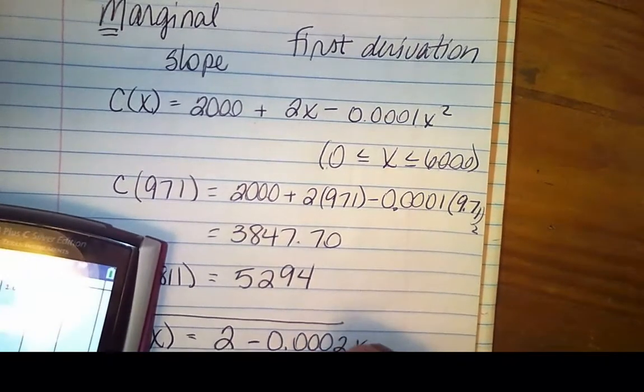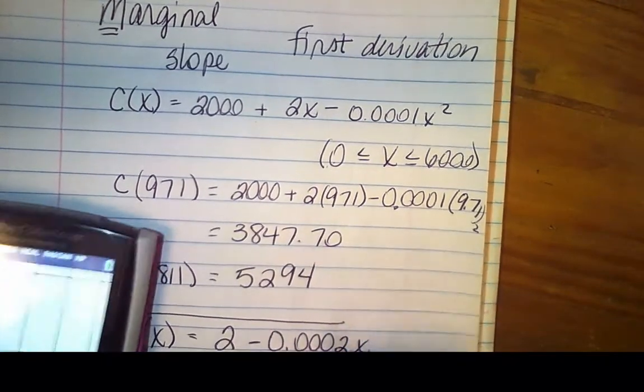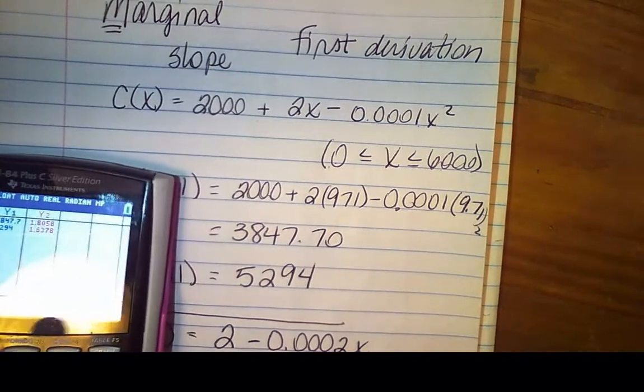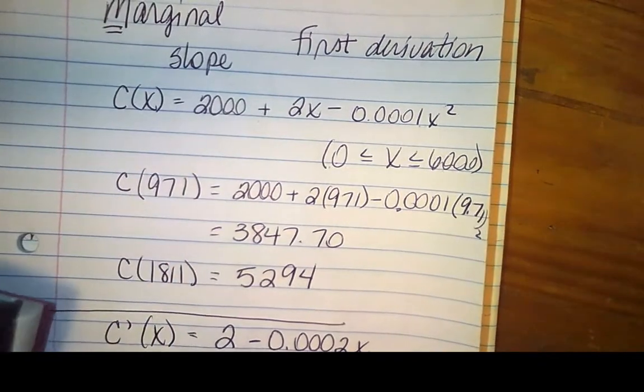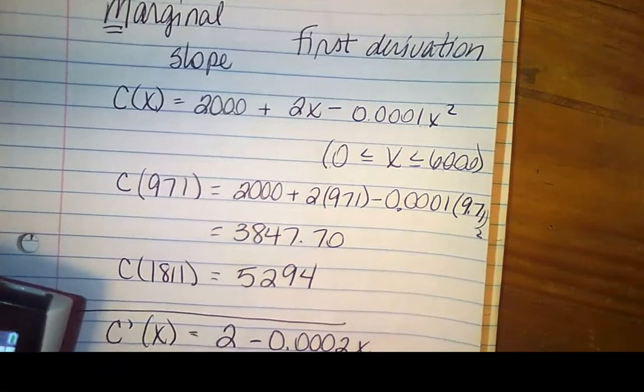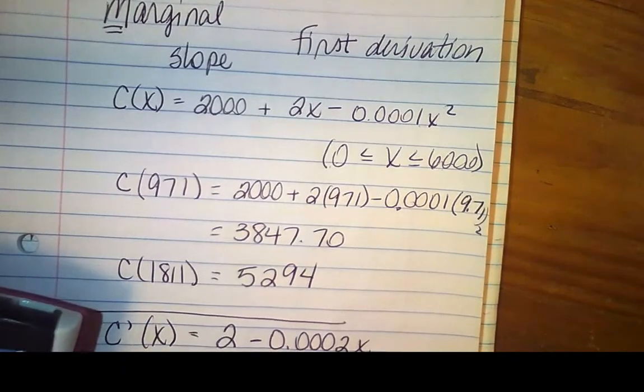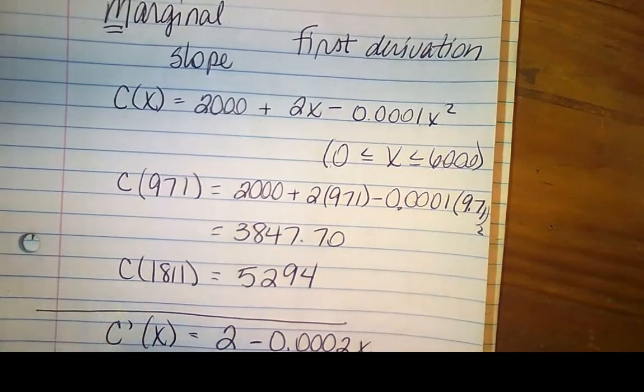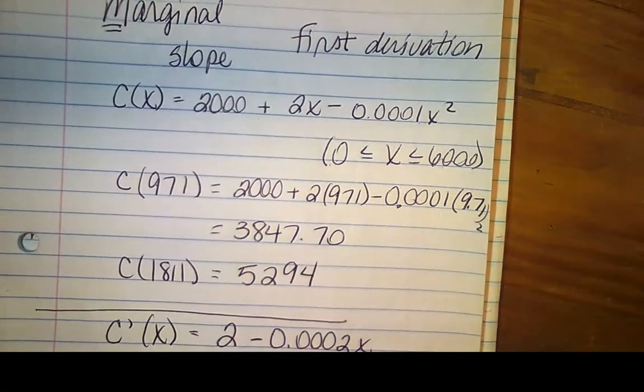1.8058. That means it's almost $2 per item. If I evaluate it at 1811, I get 1.6378, which means it's cheaper per item.